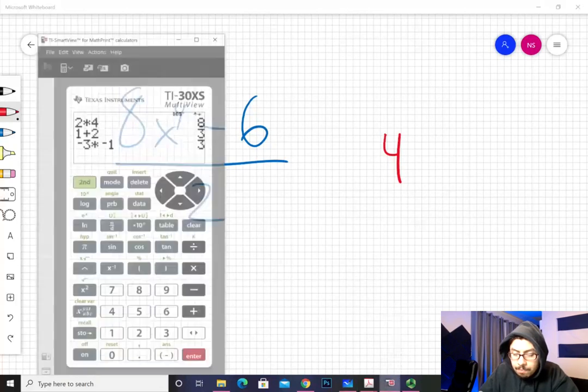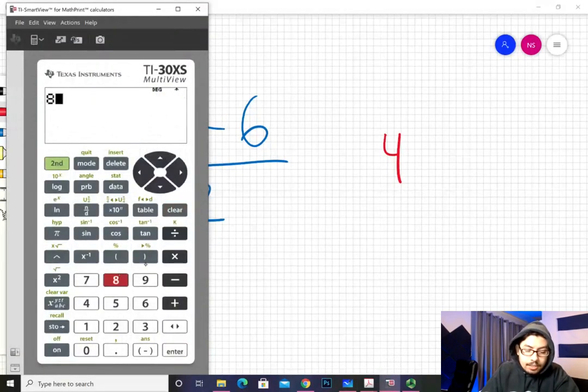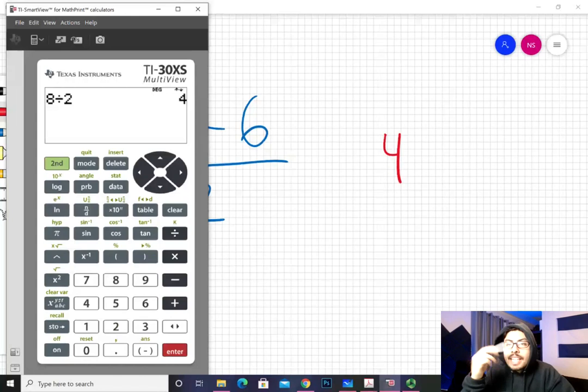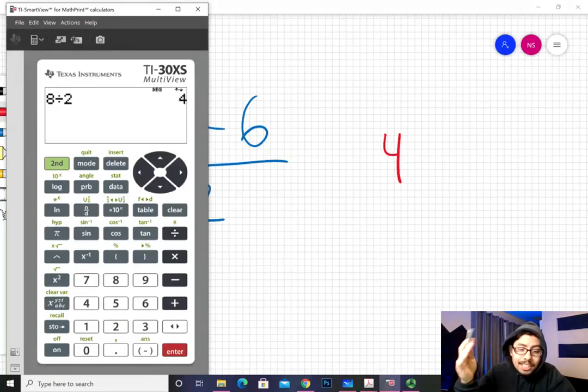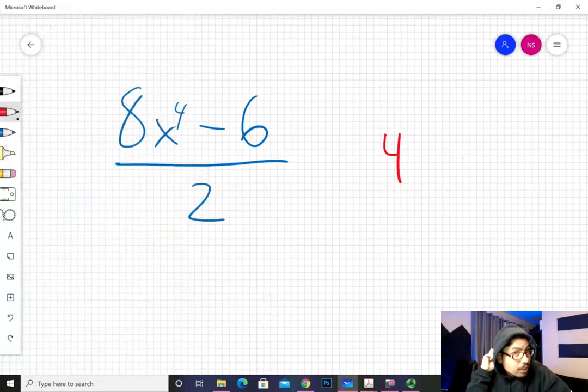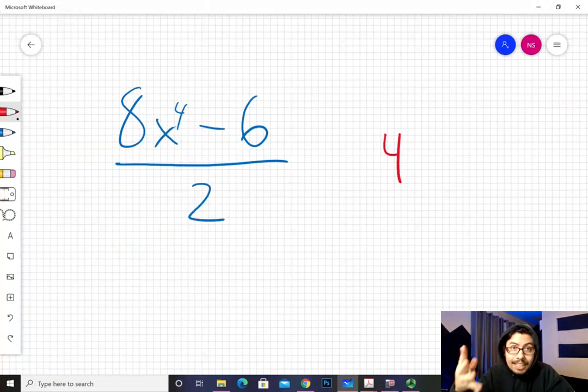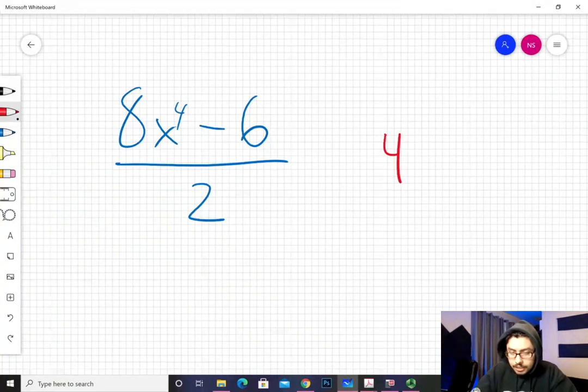And again, calculator, always pull it up, always have it handy. 8 divided by 2 gives me my 4. The calculator is going to be handy, especially when you're dealing with negatives or fractions or decimals or whatever, right? So make sure you download the calculator from the video in the first module on how to download the GED calculator.